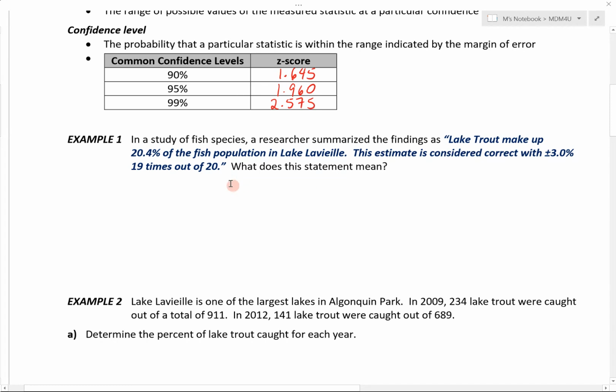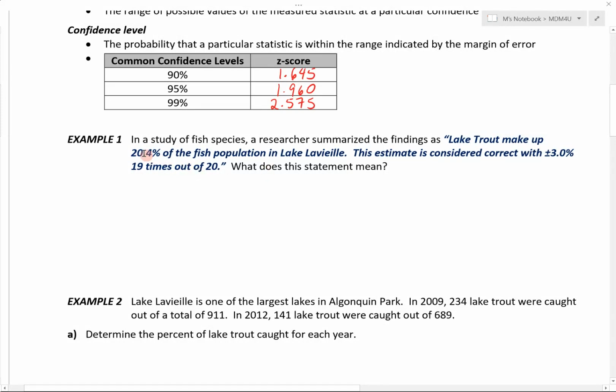Suppose the researcher samples the fish in the lake 20 times, because it's 19 times out of 20. Then the researcher can be confident that the percent of lake trout found in the samples will be within 3% of this result, 20.4%, 19 times out of the 20 samples. Okay, so that's what that means.